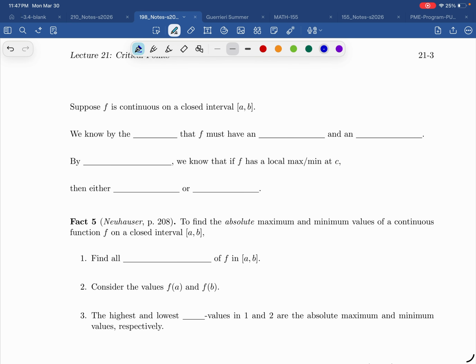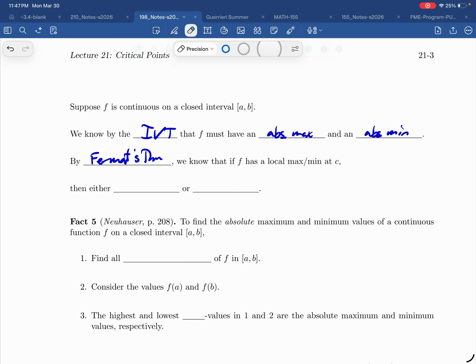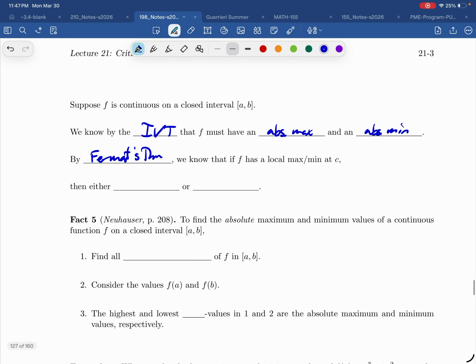So let's put this all together. Suppose that we have a function that's continuous on a closed interval. We know by the intermediate value theorem that f must have an absolute max and an absolute min. By Fermat's theorem, we know that if f has a local max or min, then either f prime of C equals 0 or f prime of C does not exist.